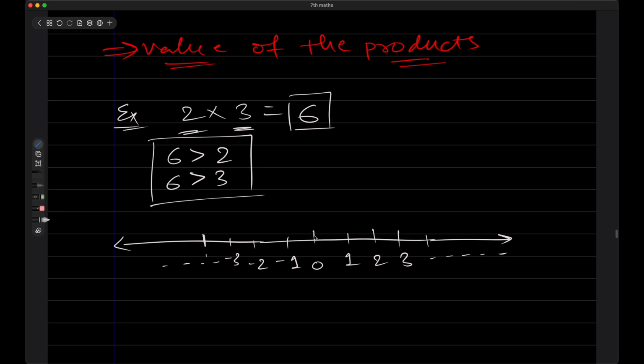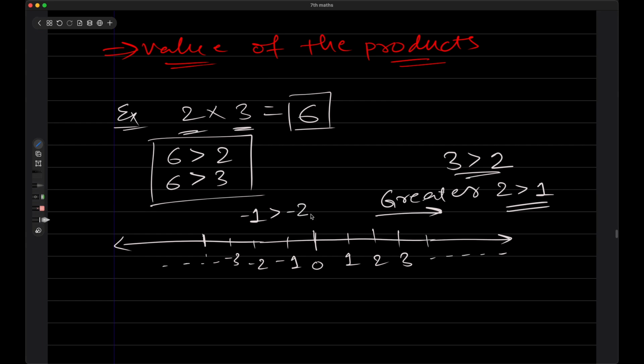On a number line we have 0 in the middle, then on the right hand side we have 1, 2, 3 and so on. On the left hand side we have -1, -2, -3 and so on. As we go on the right hand side of the number line, we get a number greater than the previous number. That is, 3 is greater than 2, 2 is greater than 1 and so on. We see -1 is greater than -2, -3 is greater than -4 and so on.